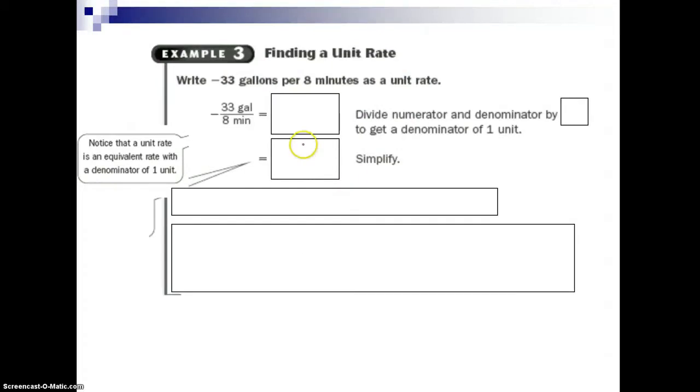Finding a unit rate, we want to make the denominator into 1. Remember, it's always over 1. So negative 33 gallons in 8 minutes. To get the denominator to 1, we divide by 8, because that's what the denominator is. That means we also divide by 8 in the numerator.